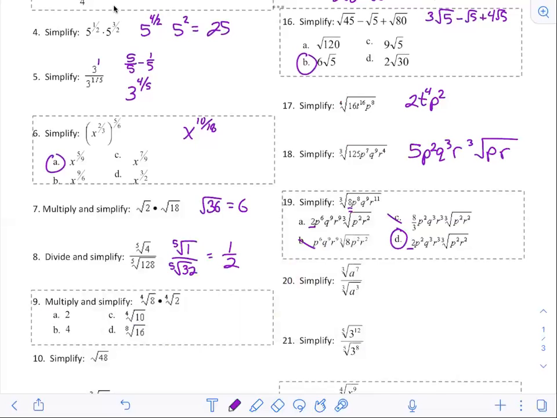20 and 21 are going to be easier if we convert them to rational exponents. So we've got a to the 7/3 over a to the 3/3, which is going to become a to the 4/3. Same thing here, we've got 3 to the 12/5 over 3 to the 8/5. Subtract your exponents. 3 to the 4/5.